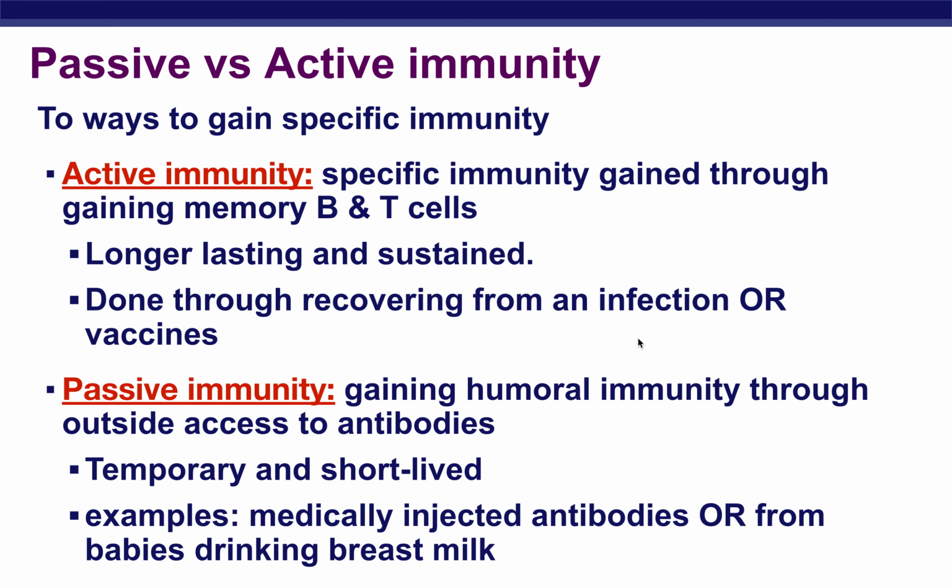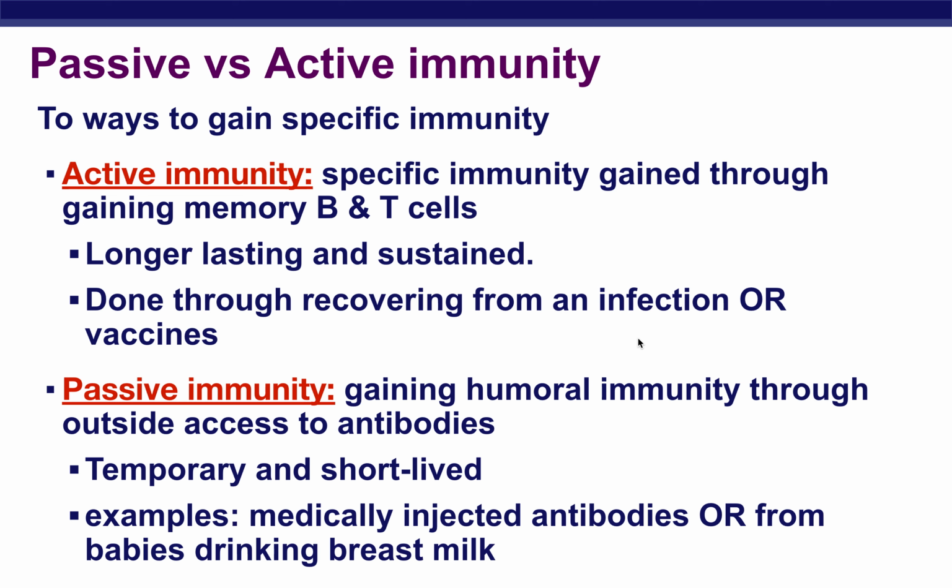All right. Now, when it comes to the antibodies, there's two ways to gain specific immunity by B cells and T cells. We have active immunity and passive immunity. Active immunity is what we want, generally speaking, because it's the long-lasting immunity that you're going to get from either recovering from a virus or disease or getting a vaccine.